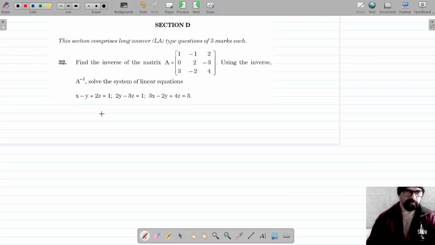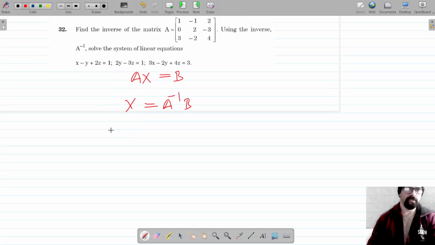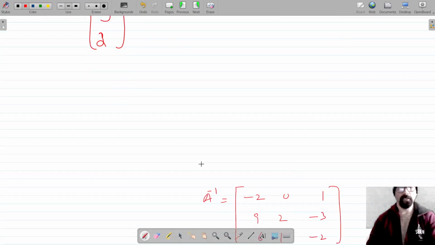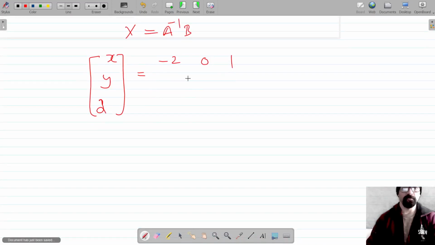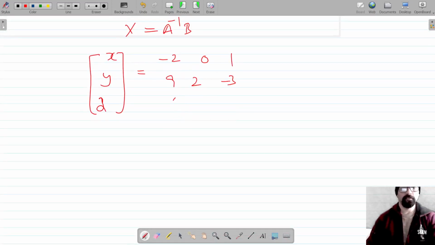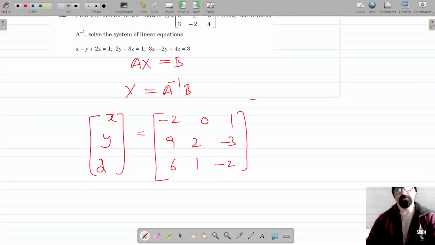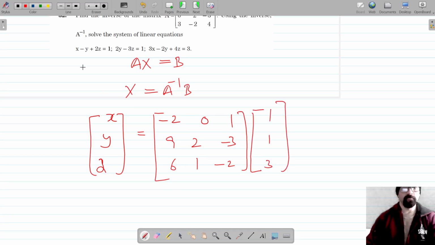Now this system of equations can be written in the form AX = B, and X = A inverse B. X is a matrix which has the elements x, y, and z. A inverse is -2, 0, 1; 9, 2, -3; and 6, 1, -2. And B is the matrix of the constants, which are 1, 1, and 3. So we have written these matrices in the matrix form where X = A inverse B.